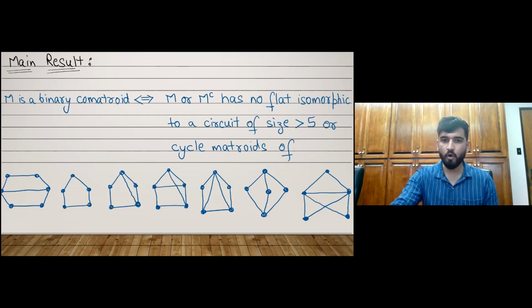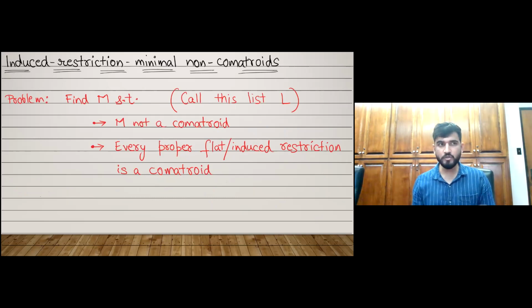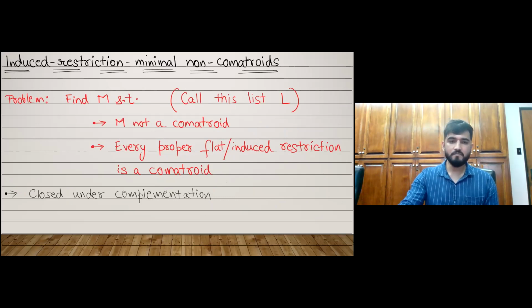Now these forbidden matroids, which I just described, are actually induced restriction minimal non-comatroids. So the problem was to find those non-comatroids such that every proper flat is a comatroid. We're looking for such matroids whose every proper flat is a comatroid, but the matroid itself is not a comatroid. Now, this list of matroids is closed under complementation.